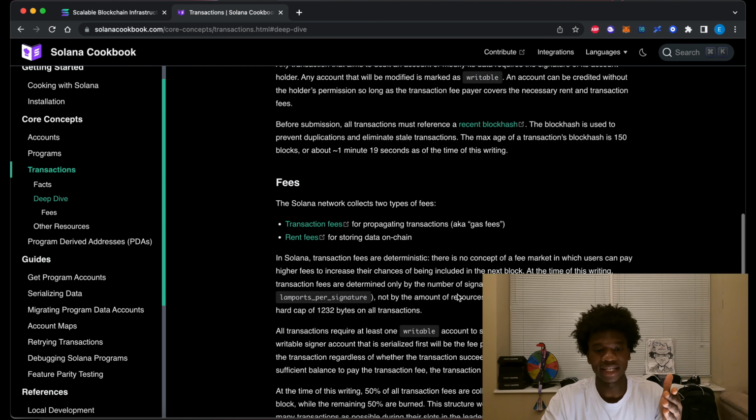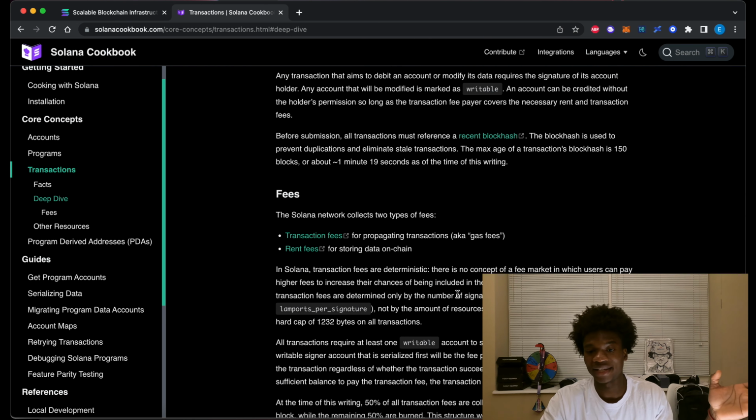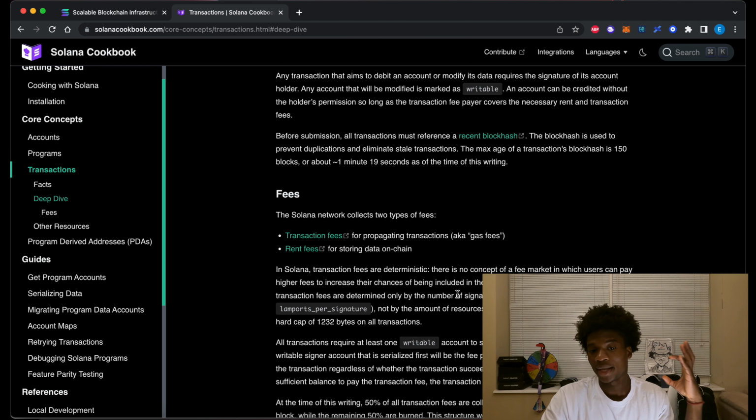Any transaction that aims to debit an account or modify its data requires the signature of its account holder. So in order to actually remove money from an account, you have to get a signature from that account's wallet holder. Any account that will be modified is marked as writable.